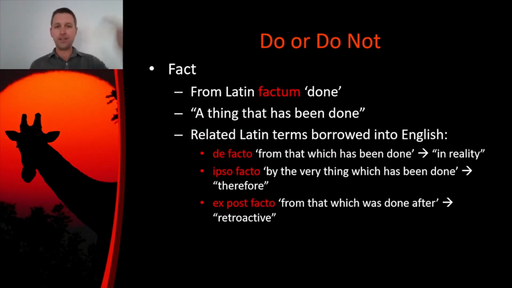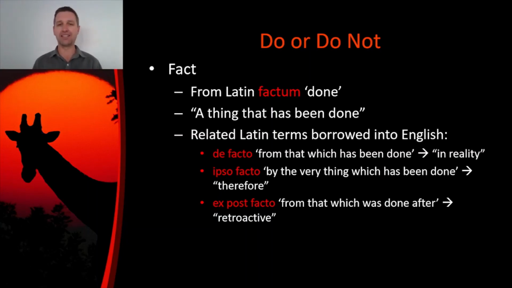Perhaps the least common of these three that we're going to look at is the Latin phrase ex post facto, which has two of these prepositions at the beginning, ex and post. Ex means out of, post means after. So when you put those two things together with facto in Latin, it means from that which was done after. And we use this to mean retroactive, essentially.